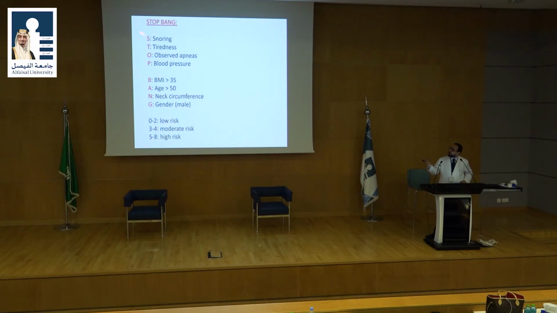So it stands for S, which is snoring, T for history of tiredness throughout the day, O for observed apneas by the bed partner, P for history of hypertension, B, BMI of more than 35, age more than 50, neck circumference of more than 40 in males and 43 in females, and being a male. So we score each one of those with 1 point. And if you end up with 0 to 2, this is low risk for sleep apnea. Between 3 to 4, this is moderate risk. And if more than that, then your patient is at high risk of obstructive sleep apnea and should be referred to a sleep clinic for further evaluation.